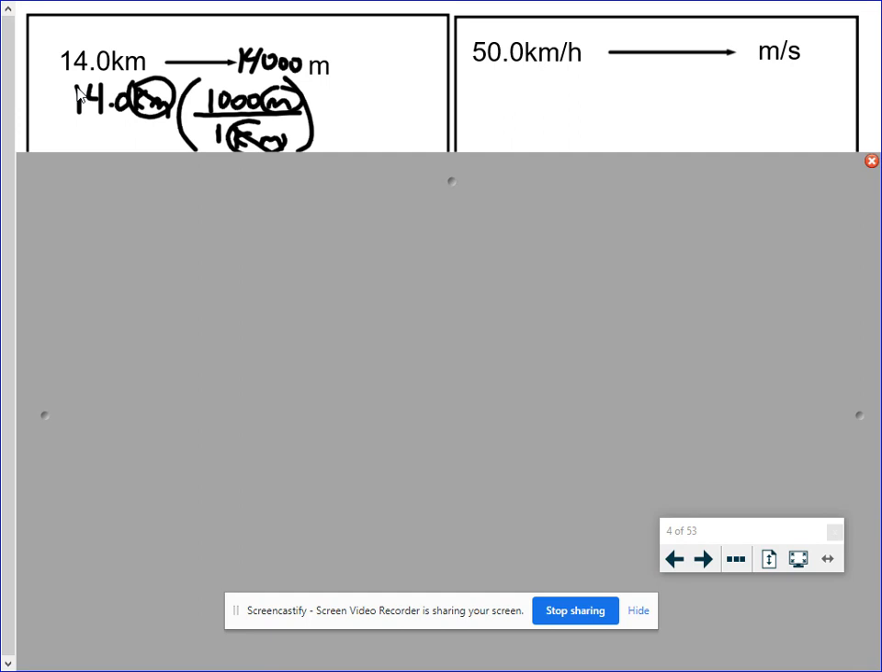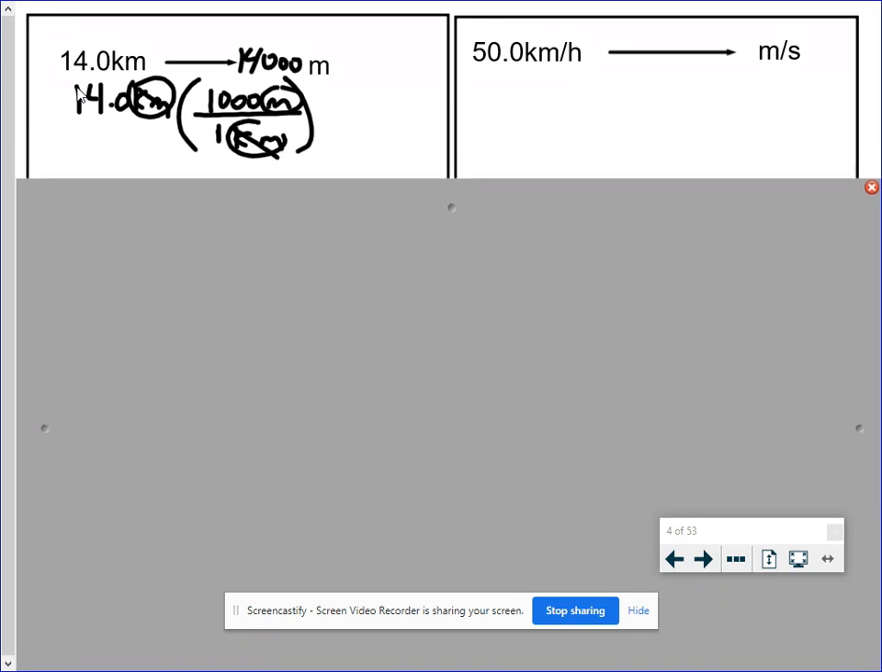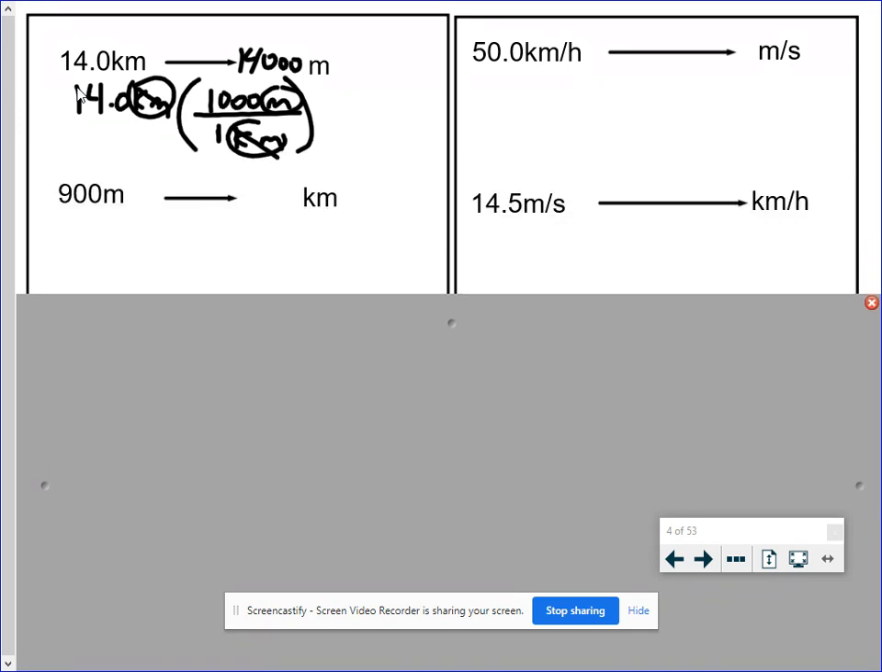Now we're going to come to the other side in a second. We're not going to talk about that side just yet. Okay. 900 meters is how many kilometers? Well, let's try that same scale again. 900 meters, and we're going to multiply it by the ratio, but we're going to make sure the ratio has, this time, meters on the bottom, because we want to get rid of meters. 900 times 1 divided by 1,000, meters cancel out. A meter times a kilometer divided by a meter cancels out. We get 0.9 kilometers.